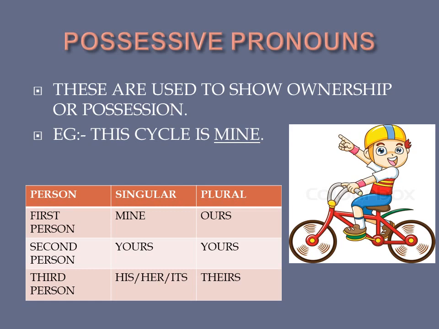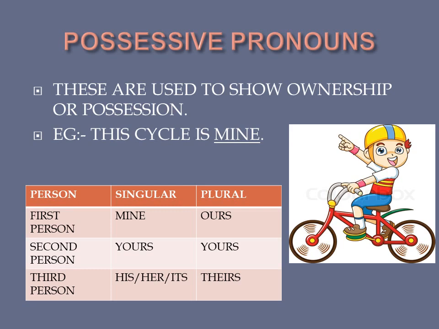Okay? One more table you will have to learn. It is a small one. Here also you will see the person and number. Person: first person, second person and third person, and in number, singular and plural. So in first person singular number, the possessive pronoun used is mine. And in first person plural number, the possessive pronoun used is ours. In second person singular number, the possessive pronoun used is yours. And in second person plural number, the possessive pronoun used is yours.